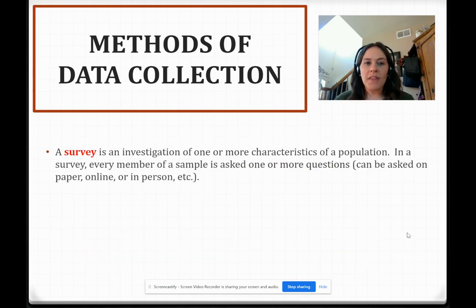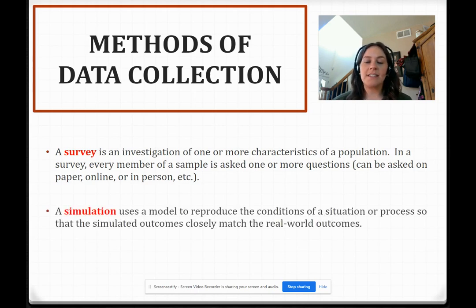A third method of data collection, one that you have all probably taken part in at one point or another, is a survey. A survey is an investigation of one or more characteristics of the population. In a survey, every member of a sample is asked one or more questions. They can be asked on paper, online, or even an in-person interview.